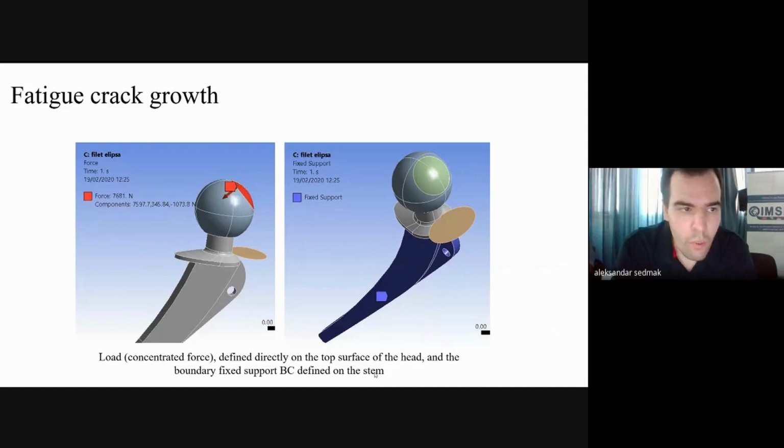the implant head. Then the fatigue crack growth simulation, using XFEM. On the picture to the left, you see how we applied the load. And on the picture to the right, with this particular disc in brown color, you just cut the geometry and place a crack in that place where you had maximal stress concentration.